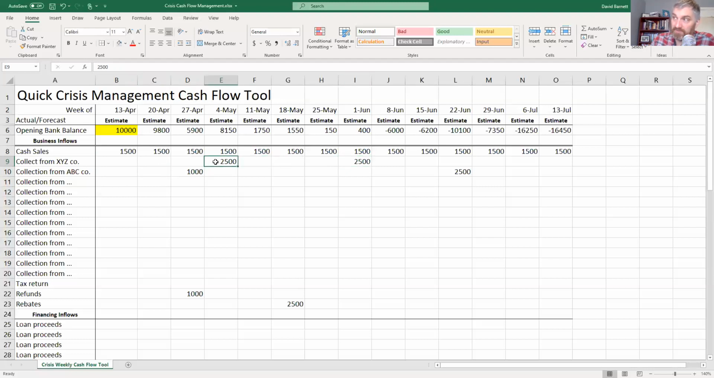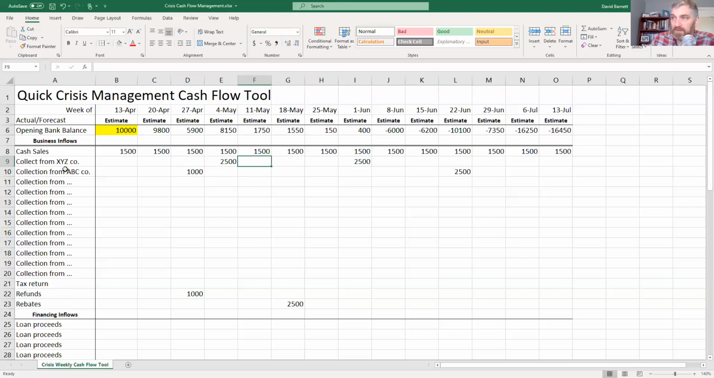And we ask them if it's reasonable to expect this money will be coming on May the 4th, or if we could get it earlier, or if we should expect a delay from them. Maybe it's going to come a week later. And then we have ABC company, which has $1,000 on this week and $2,500 on this week. So these are my estimates of the money that's going to be coming in for the business that I'm conducting.